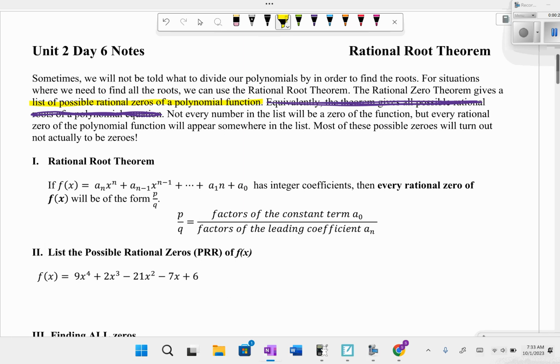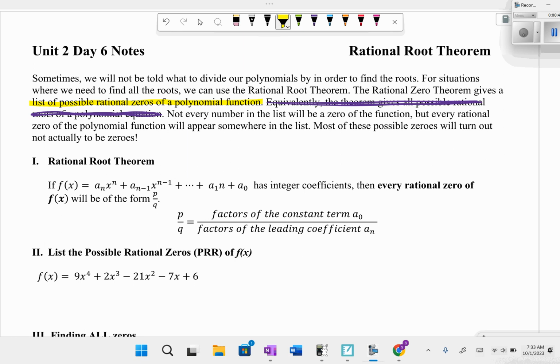So remember, these are just the possible zeros, and they're only the possible rational zeros. Not every number in the list will be a zero of the function, but every rational zero of the polynomial function will appear somewhere in the list. Most of these possible zeros will turn out to not actually be zeros.